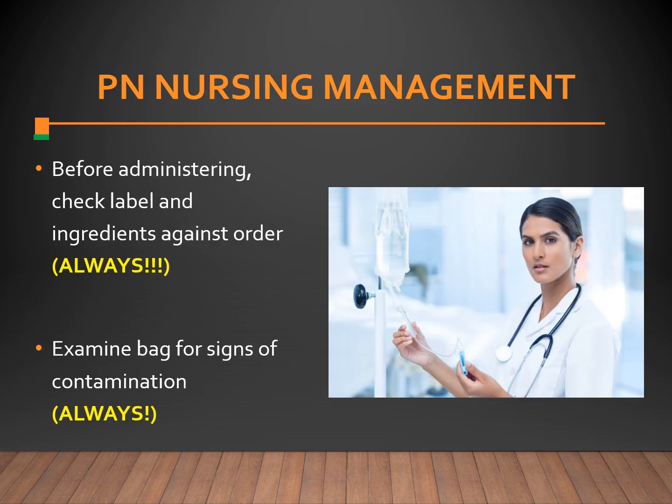So before we administer, we need to check the label and ingredients against the order, like I was talking about earlier, with another nurse. And then we're also going to examine the bag for any signs of contamination. This could include leaks, color changes, particulate matter, clarity, fat emulsion cracking. This is where it's good to have maybe a more experienced nurse when you are starting out that knows what to look for.